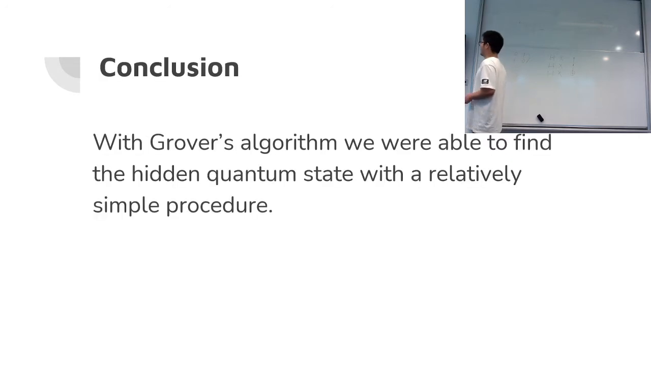So we arrived at our conclusion that with Grover's algorithm we were able to find the hidden quantum state with a relatively simple procedure. Basically you can find one thing with your first chance, doing some correlation with your first shot, which is really amazing to me. Imagine if you play poker with that and you just randomly draw one card and say, yeah, I found my card. Yeah, so this is my assignment and my presentation.